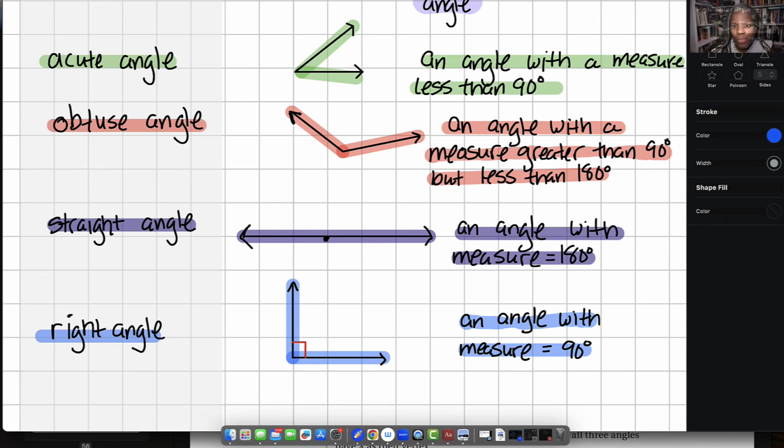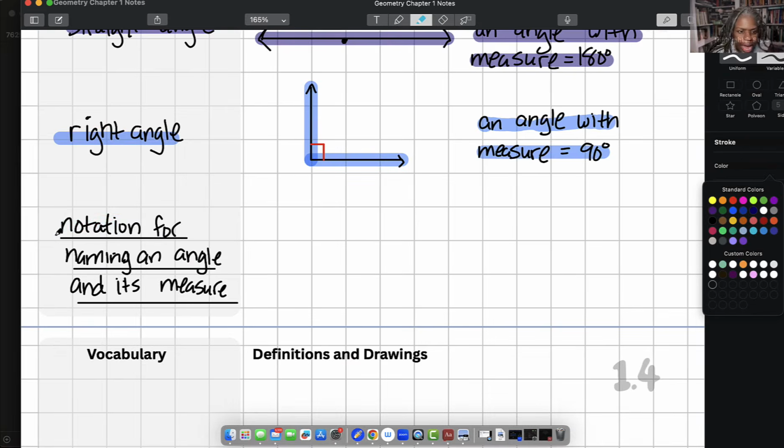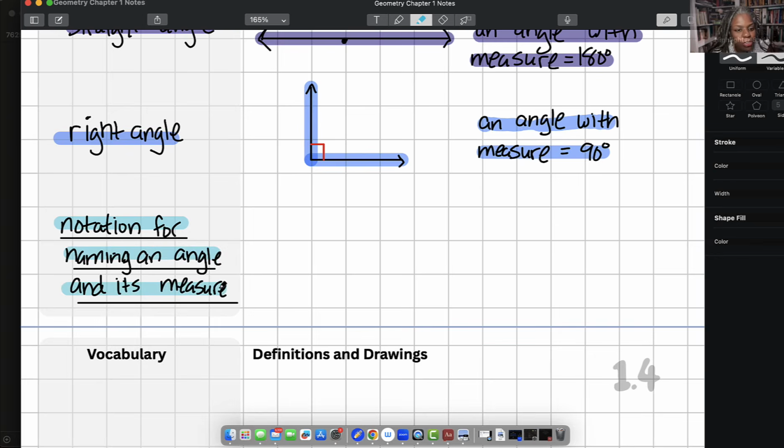We've got a couple other vocabulary words associated with the angles and two postulates. So let's write those down. Make some space. I'm at the end of my page and we're going to need some space for our notes. I just want you to be very careful in your writing. What we're going to write right now is the notation for naming an angle and its measure. So I want you to take a look at the following and just be careful with what we're doing.